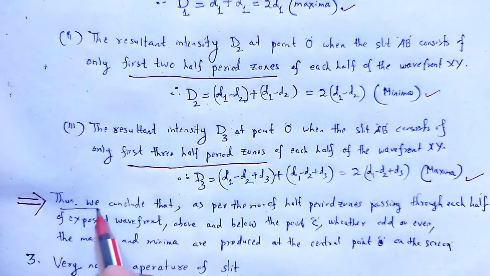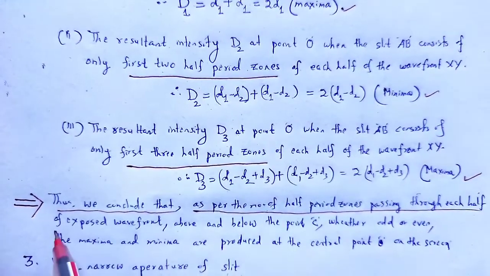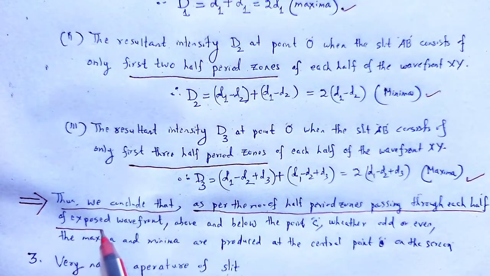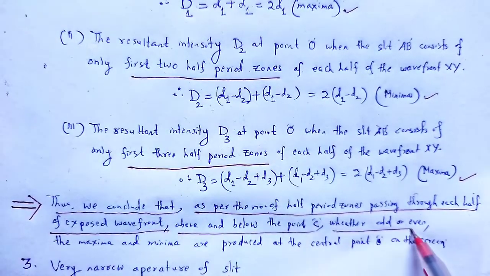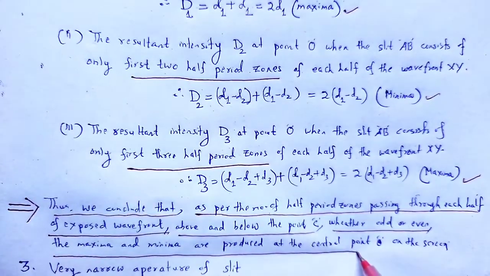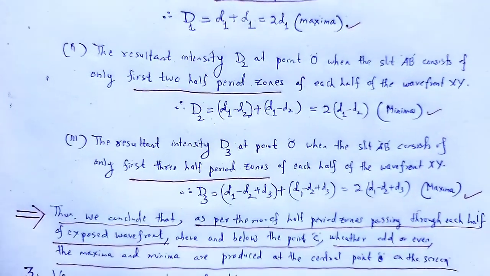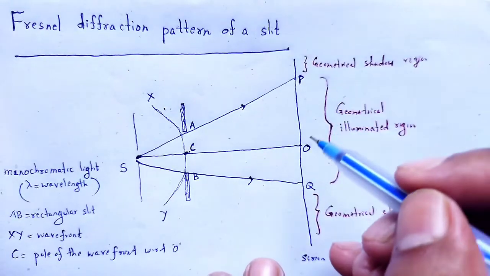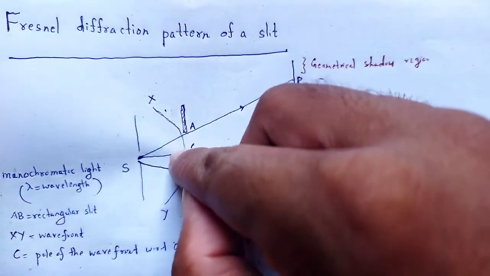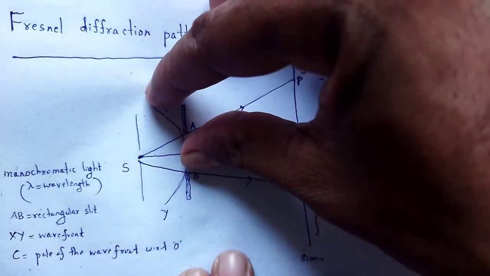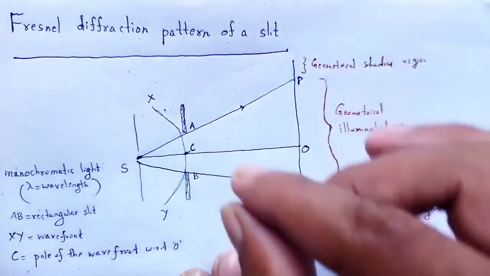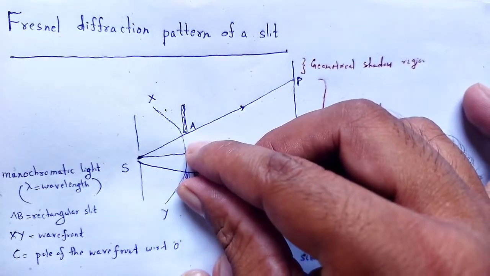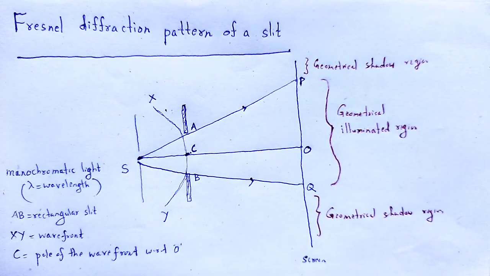So, what we conclude? As per the number of half hydrogens passing through each half of exposed wavefront above and below the point C, whether that is odd or even, the maxima and minima are produced at the central point O on the screen. An important term is exposed wavefront. See here, if we take that point O here, that is the upper half wavefront, that is the lower half wavefront. From the upper half wavefront, the exposed wavefront portion is AC. In case of the lower half, the exposed portion will be BC. In this way, we define the number of half hydrogens passing through a particular narrow slit aperture.